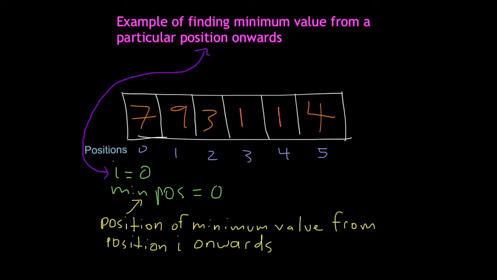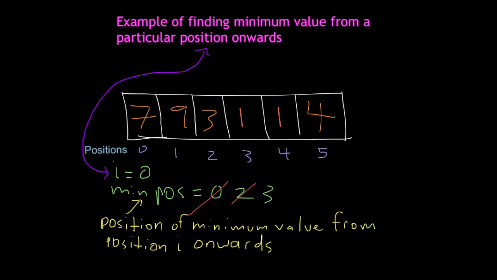Next, we look at the value at position 1. It is greater than the value at position 0, our min-pos, so we don't do anything. Next, we look at the value at position 2. This is less than the value at our min-pos, so we change our min-pos to 2. Alright, so now we look at the value at position 3. It is less than the value at our min-pos. So now we change our min-pos to be position 3.